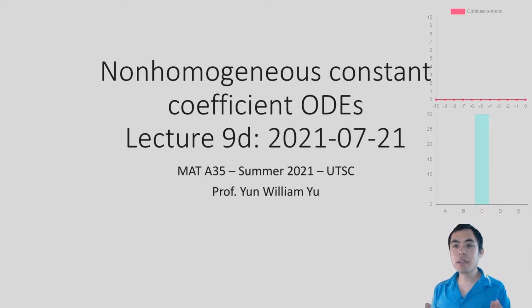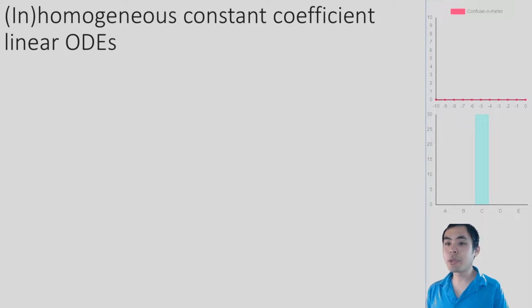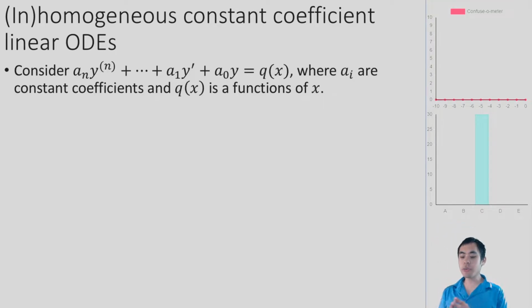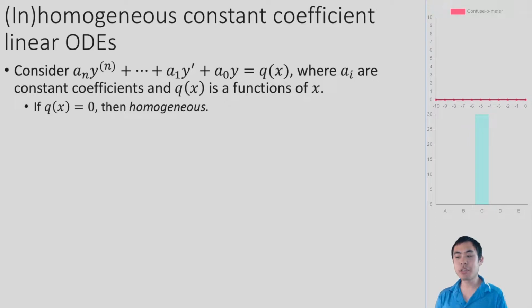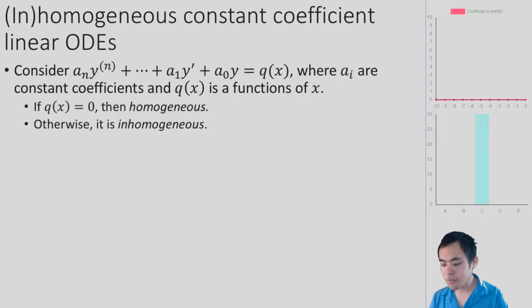Everyone, welcome back. We're going to be talking about non-homogeneous constant coefficient ODEs in this part of lecture. So, again, let's remind ourselves what it meant for a constant coefficient linear ODE to be homogeneous or not. We're only going to be dealing with constant coefficients here, so the a_i are all just real numbers, and our Q of x is going to be a function of x. If Q of x is equal to 0, then it's homogeneous. Otherwise, it's not homogeneous.